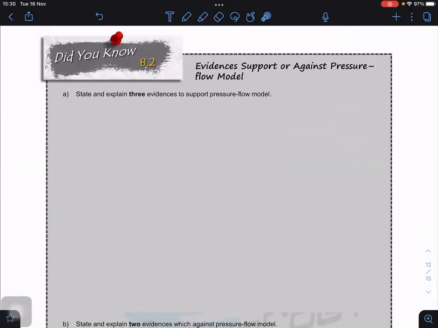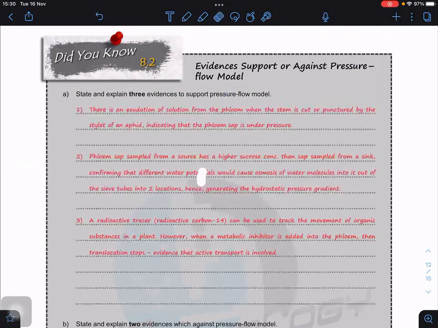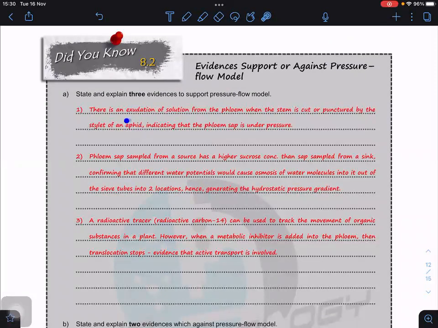What is the evidence that supports the pressure flow model? Look at this. First, the aphid, which we learned about this morning, with its stylet. When we cut it at the mouthpiece of the aphid, what will happen? The solution comes out from the phloem, right? This is due to the pressure already generated inside the sieve tube elements. So it shows that the tube is under pressure.